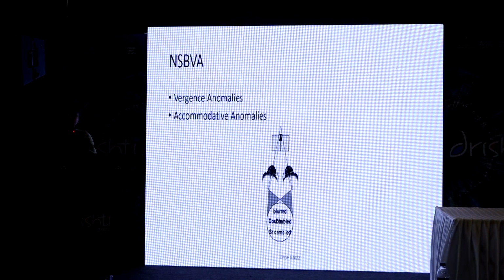So basically, talking about non-strabismic binocular vision anomalies, you conduct all the tests starting from your history, then your refraction, then the vergence, the sensory evaluation, motor evaluation, then comes the vergence measurement, then the accommodative assessments, and then now you can classify them as vergence anomalies or accommodative anomalies.